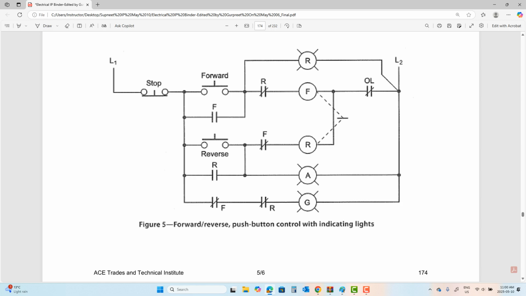What would happen when I push the reverse button down, guys? The amber light will turn on. When would the green light be turning on? When it's stopped. When I don't touch anything.